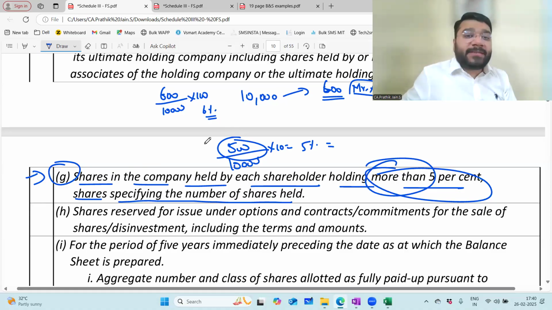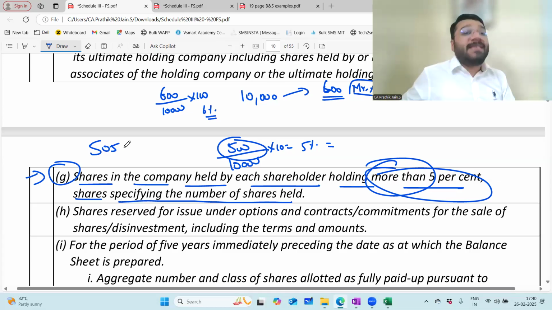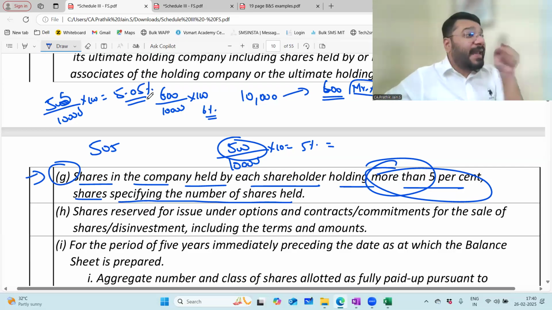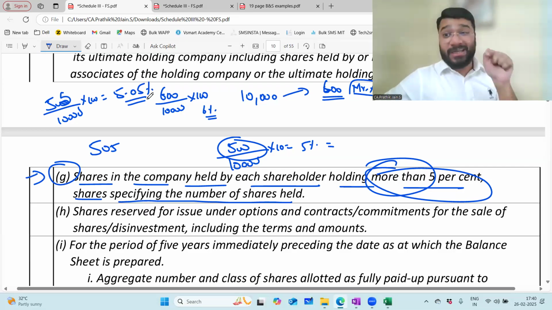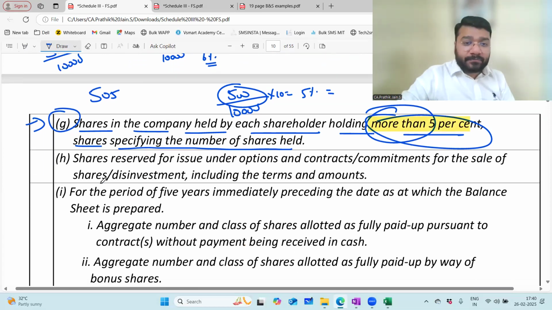Am I clear? Now please tell me, there's a shareholder holding 505 shares. Do I need to disclose this information in the notes to accounts? Yes, the answer is yes, because 505 out of 10,000 into 100 means how much percentage? 5.05%. So it is more than 5%. Then I have to disclose the information of this particular gentleman in the notes to accounts. It is always more than 5%. So you'll highlight this particular point. Any problem? Online people, any problem?